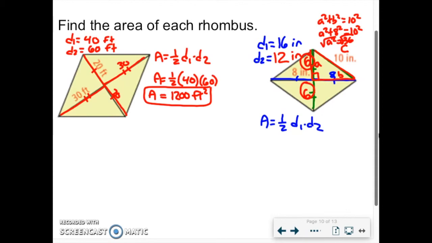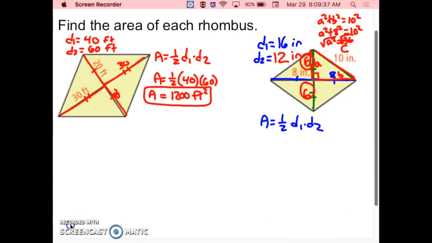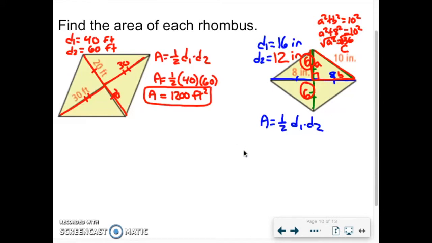And then we can go and we can start to plug in. So let's do that. We have a 16 and a 12. So we have 1/2, a 16, and a 12. So you can think about it as 8 times 12 if you want.